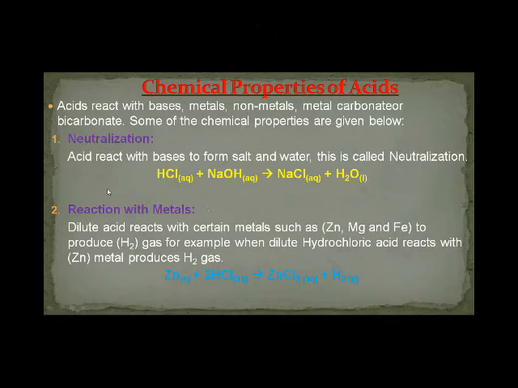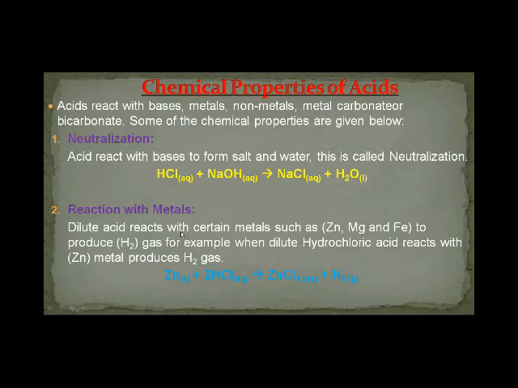So the first chemical property is neutralization. Second, we have reaction with metals. Dilute acid means it has a large quantity of water, so it becomes dilute. Concentrated means it has more acid as compared to water. Acids react with certain metals such as zinc, magnesium, and iron, which are some examples of metals, to produce hydrogen gas.